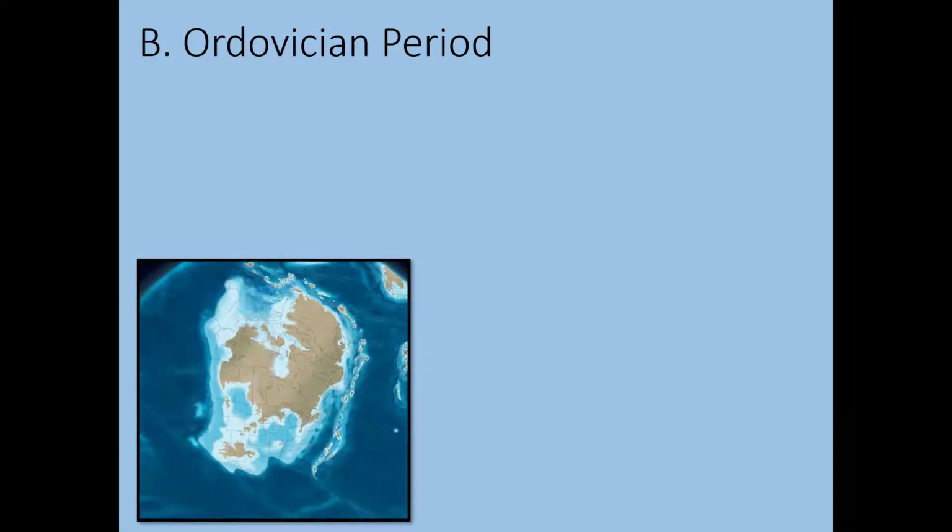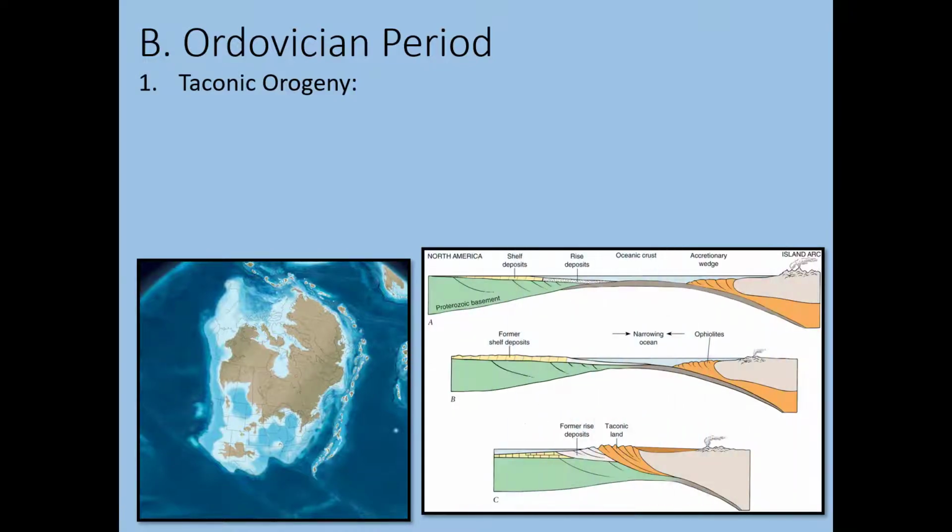The Ordovician period is a time period where we have lots of different things going on. We have our first orogeny of the Paleozoic, called the Taconic orogeny. The Taconic orogeny occurred where we have collision of Laurentia with an island arc.